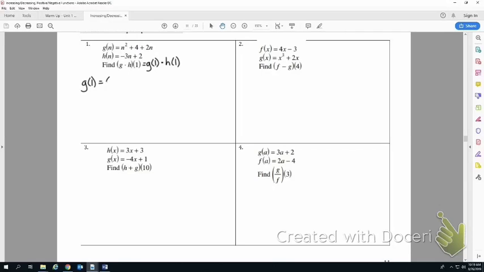So g of 1, I've got n squared, so now that is 1 squared, plus 4 plus 2n, which is now 2 times 1. This math, it shouldn't be too difficult. 1 squared is what? 1. 4 is by itself, so that's easy. 2 times 1 is 2. 1 plus 4 plus 2 is 7.